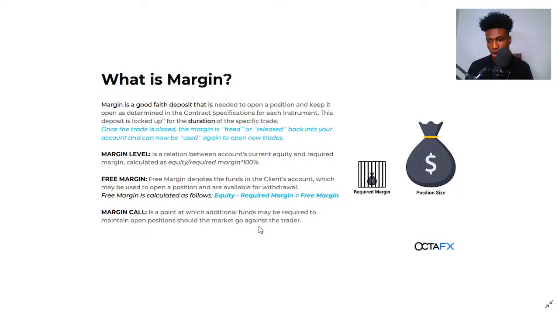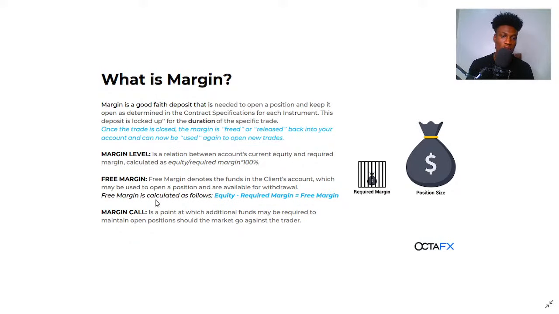Okay, someone is saying something about deposit bonus. Now your deposit bonus is part of your free margin until the volume requirements are met. So there are requirements that you should meet in order to get your deposit bonus, but until then your deposit bonus is going to be part of your free margin.